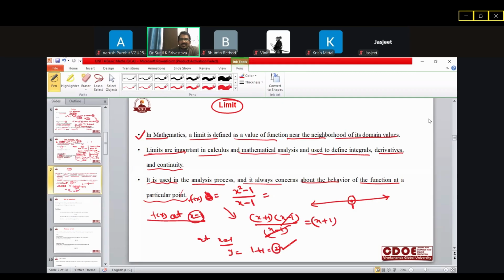What do you think here? Is this right or wrong? Is it possible or not? This process is not true, because it does not happen. When you put x is equal to 1 into this function, it takes the form (1 square minus 1) upon (1 minus 1). Its denominator becomes 0, which is an undefined form. The function is not defined at x is equal to 1, because at that point the denominator of the function is 0.